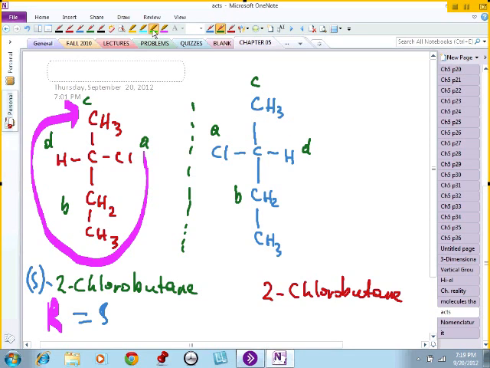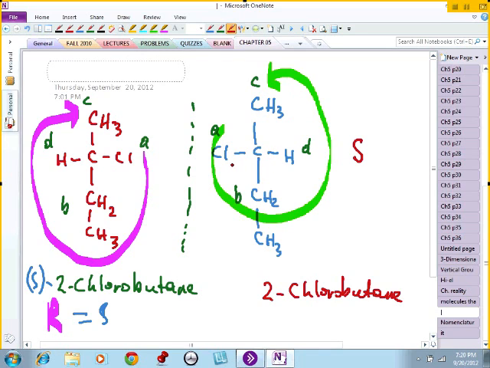Now let us make our motion. We make our motion from A to B to C. Ignore group D. So we go from A to B to C. And what is that motion? A counterclockwise motion, right? So we will expect that to be S.